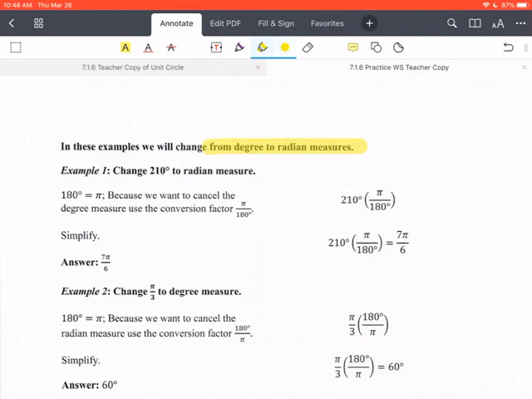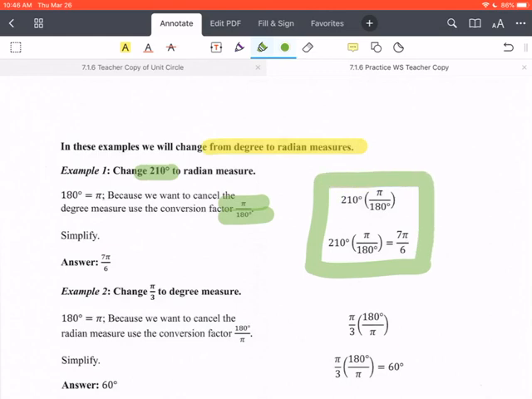Basically it says if you are converting degrees to radians, then you can simply multiply the degree measure by pi over 180. You can see them doing it here, and that will get you the radian measure. So we know, ultimately, that 210 degrees is equal to 7 pi over 6 radians. So it's really nice if you remember the conversion factor.